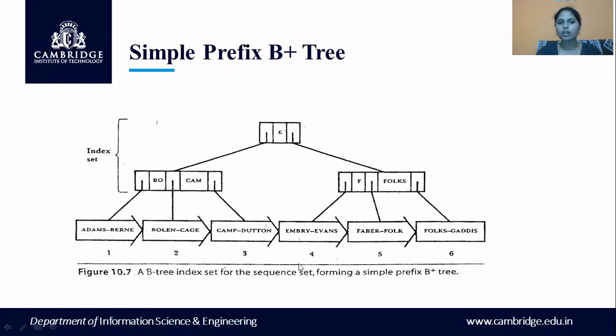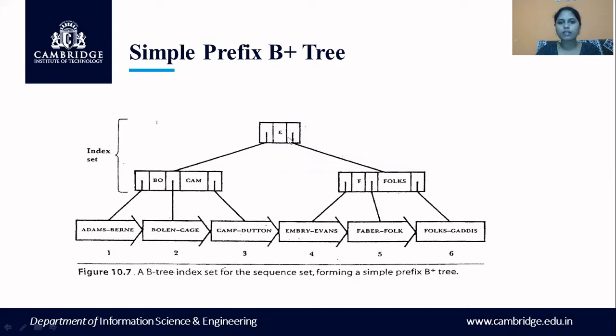So this whole thing is called a B plus tree, a simple prefix B plus tree, and the nodes which consist of the index are called the index set. The index set along with the sequence set comprises your simple prefix B plus tree.